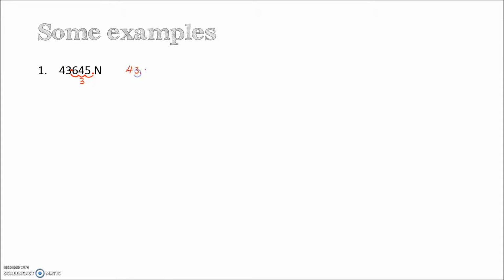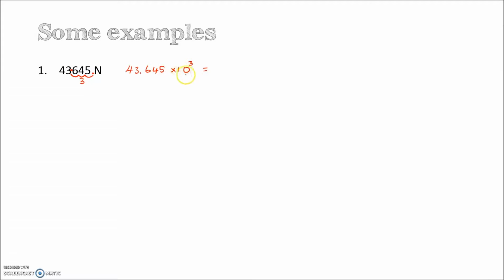So 43.645 times 10. Now you might go, well, what do I put here? Well, what have we done to the number? We've made the number 1,000 times smaller by writing 43.645. So we have to compensate for that and multiply it by 1,000. So we have to make it 1,000 times bigger again with this part here.